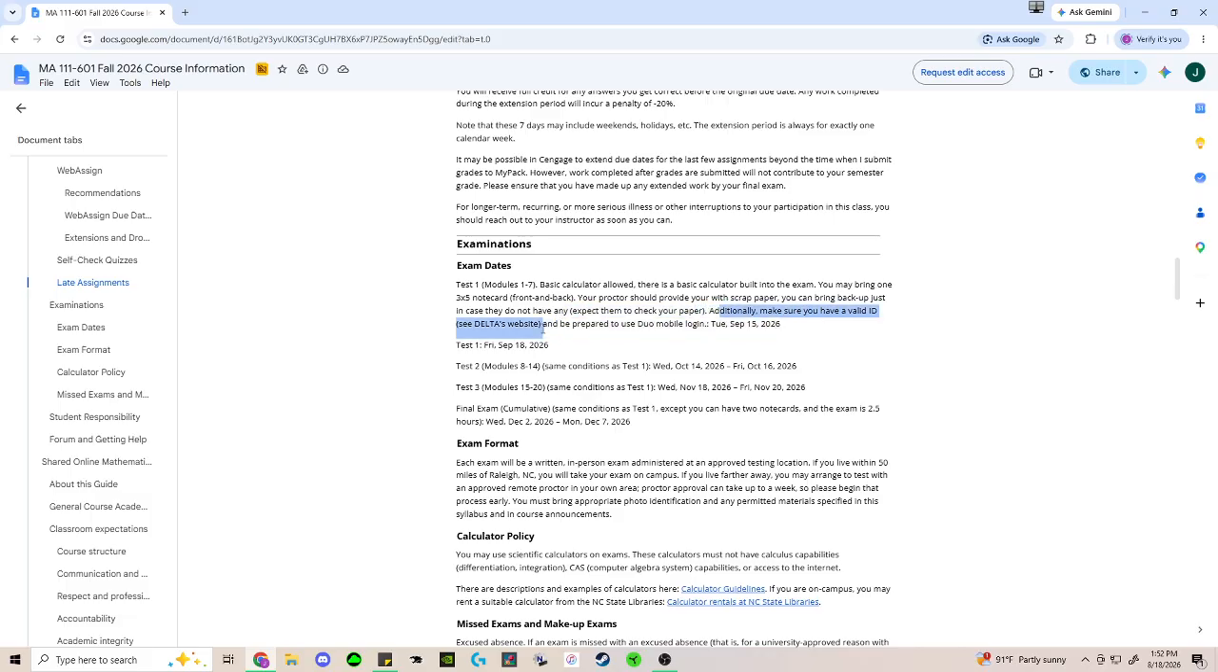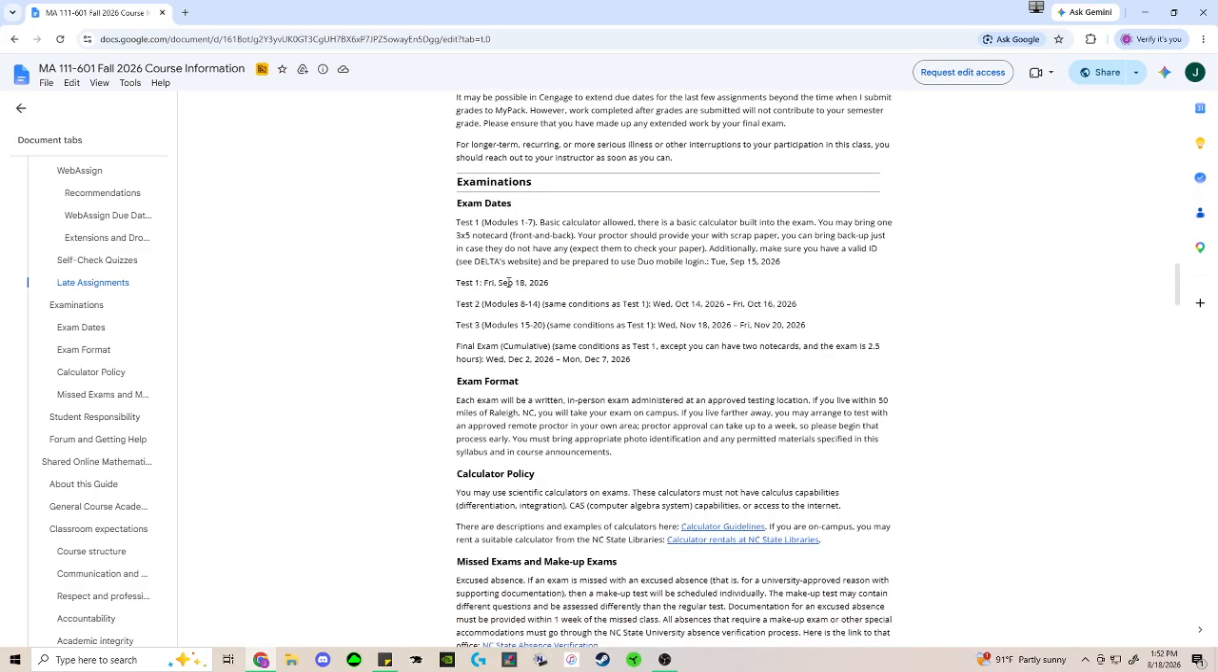Just make sure you have a valid ID. So these are the dates of the exams, and you'll be able to schedule those on Delta. And, okay, that's kind of all I had to say.